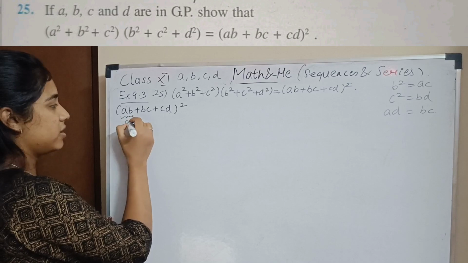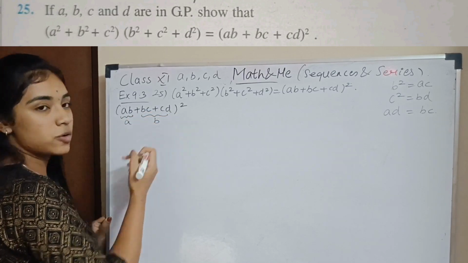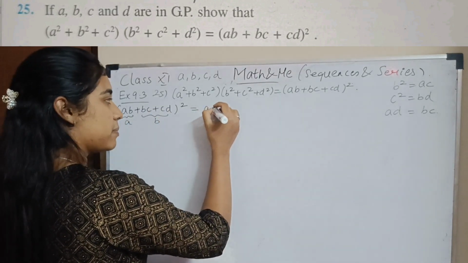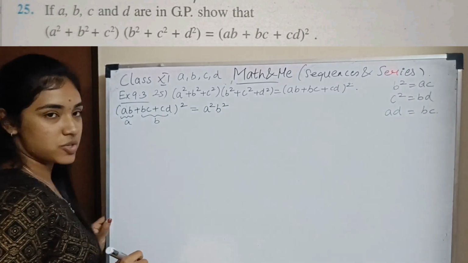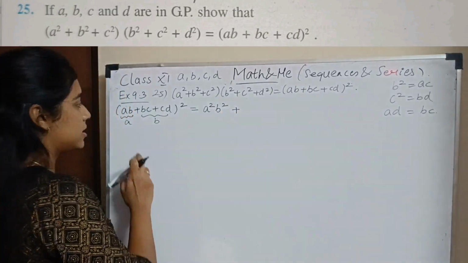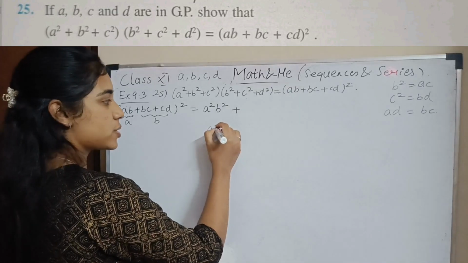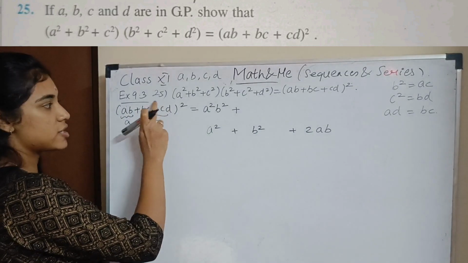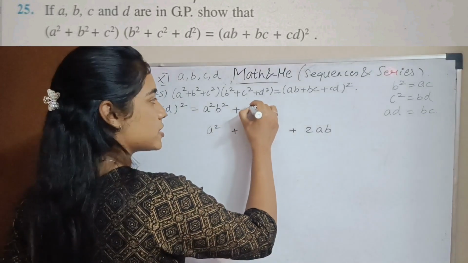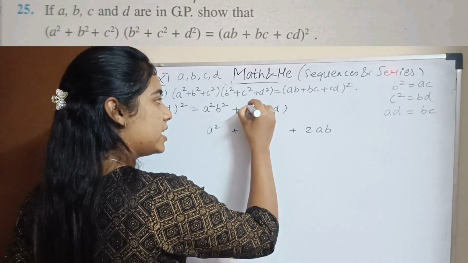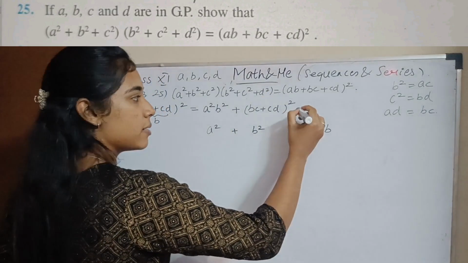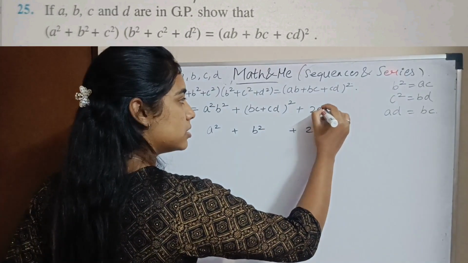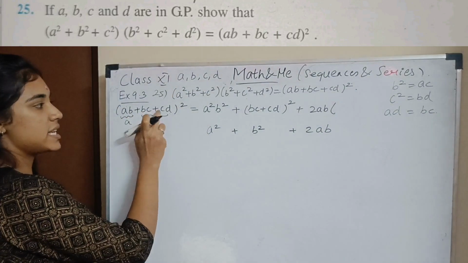So this is my A. This is my B. If I apply the A plus B whole square formula, what happens? A square plus B square. So what is my A square? It is AB the whole square, which is A square B square. What is the formula? A square plus B square plus 2AB. So what is my B square? It is this whole thing, BC plus CD the whole square, plus 2AB times, what is my B? BC plus CD. Understood?